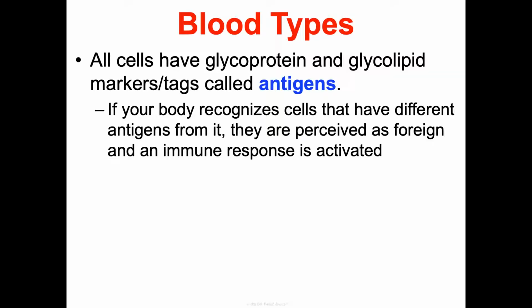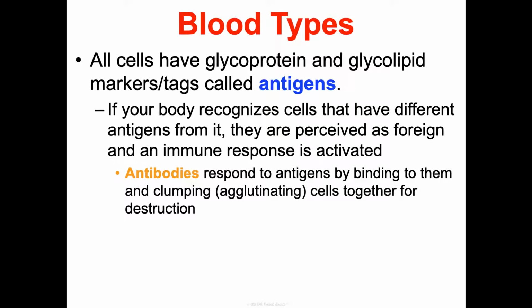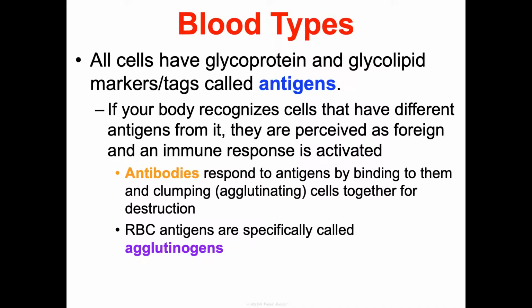If your body recognizes cells that have different antigens from it, they are perceived as foreign, and your body will activate an immune response against it and attack it because it wants to get rid of foreign substances that could be harmful to it. Antibodies respond to antigens by binding to them and then clumping. Agglutinating is the fancy word for it. They agglutinate cells together for destruction. So your body makes antibodies for the antigens it will perceive as foreign, and the antibodies will attack those foreign antigens and tag them for destruction, essentially.